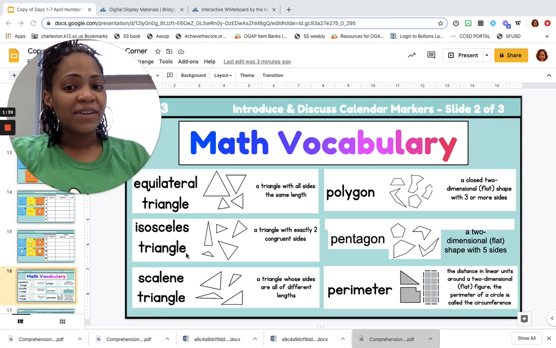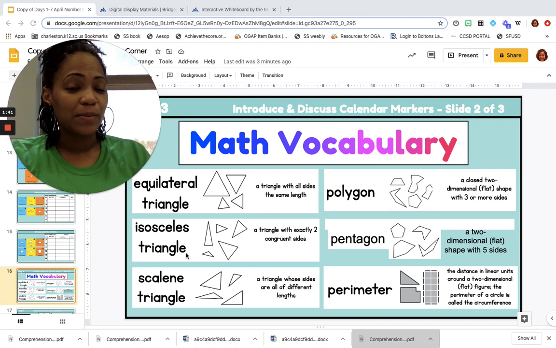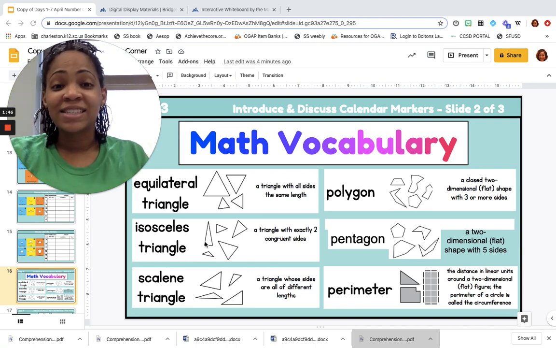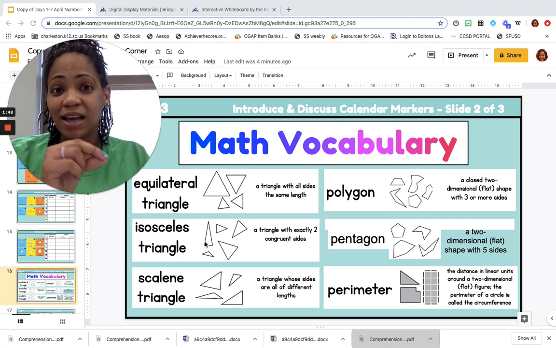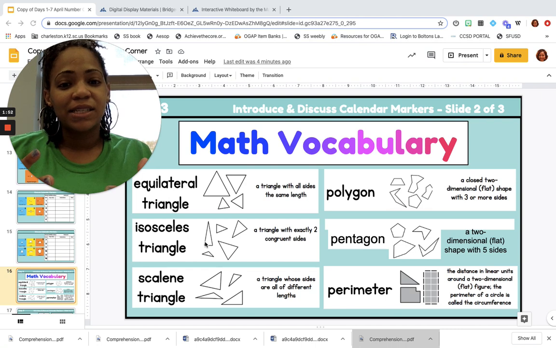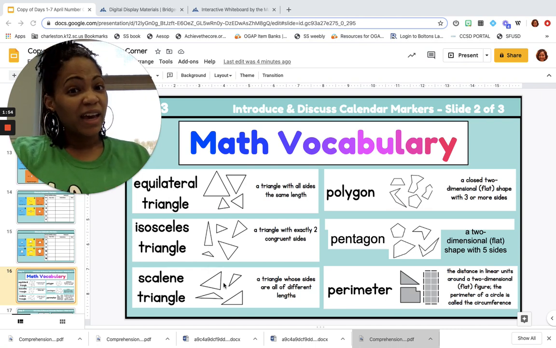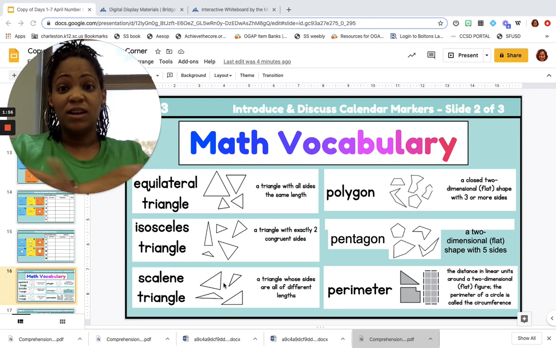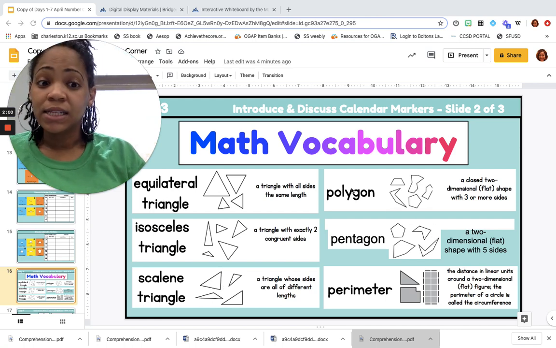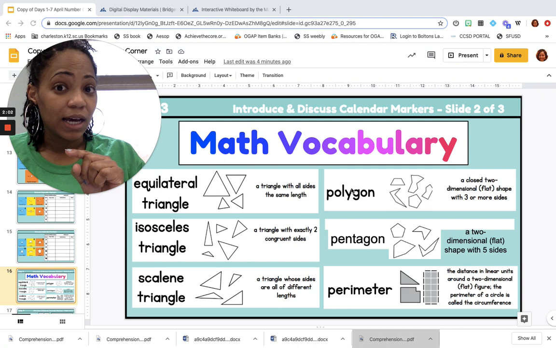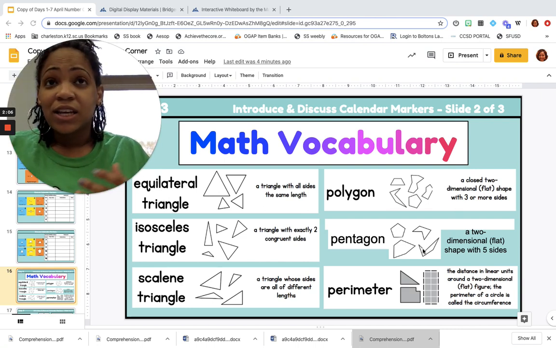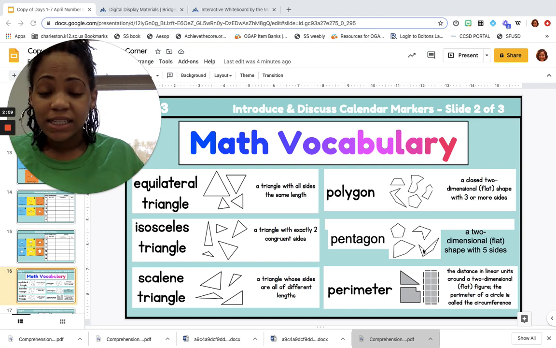All right, then we have an isosceles triangle. Say it with me. Isosceles triangle. An isosceles triangle has exactly two equal sides, not all three. Two of them are equal, and the other one is going to be different. We may have a scalene triangle, which means none of the sides are the same. And then we have polygons. We're going to talk about regular polygons this month. Pentagon, hopefully you know what a pentagon is, just like you know a hexagon, a square, a rectangle.